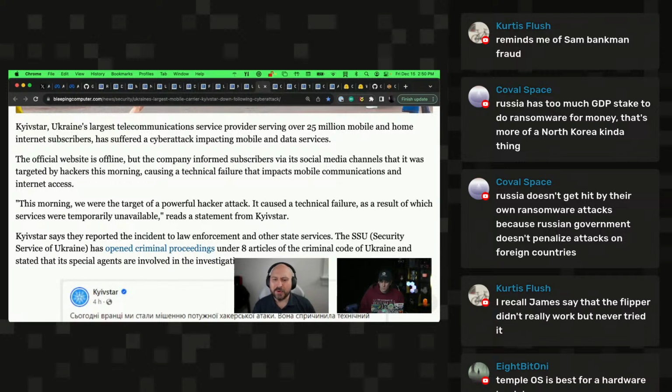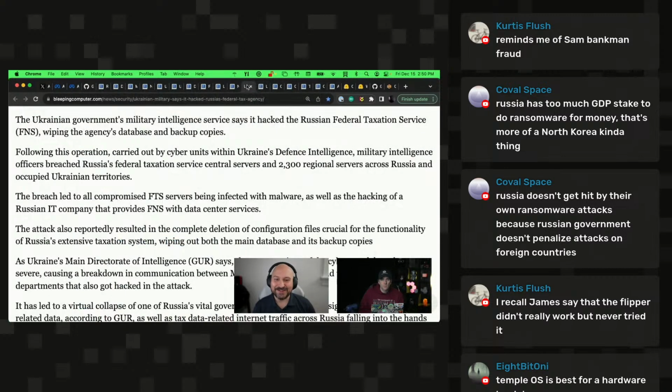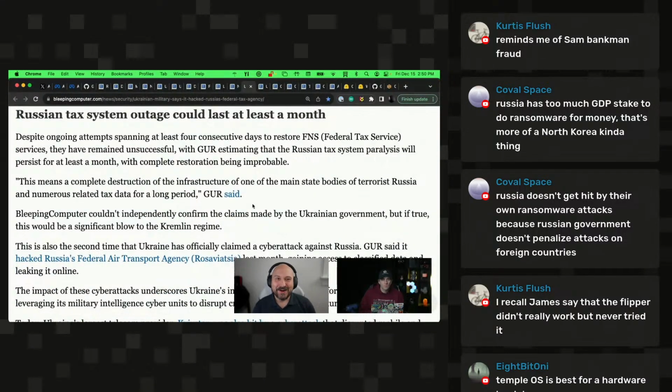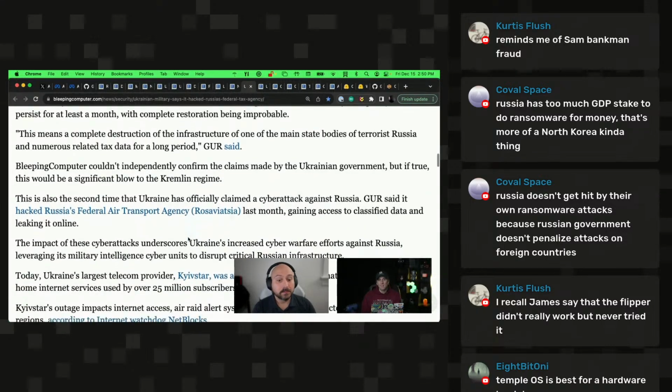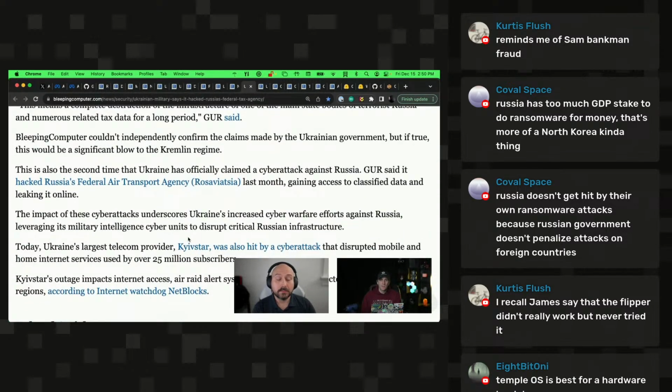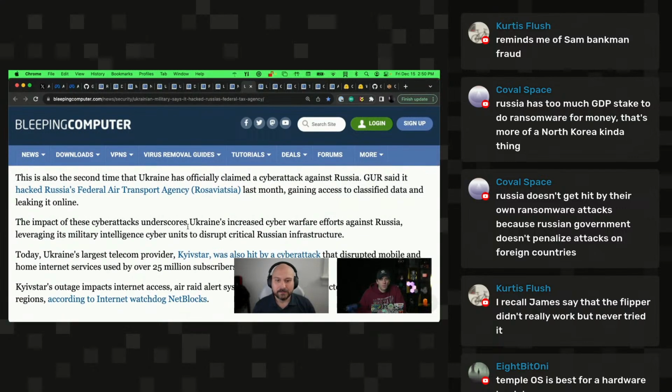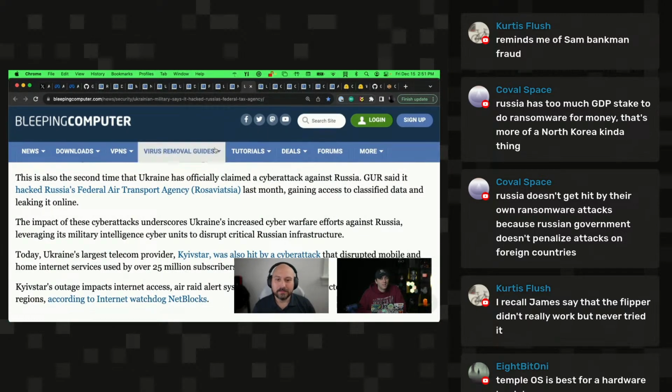The flip side of the Ukrainian one is I think they took out the Russian tax services, they claim. That doesn't sound bad here in the US. I'm tired of paying taxes. So yeah, they're claiming it'll last for at least a month, with complete restoration being improbable. But it seems like affecting nation states' ability to collect their taxes would certainly be a pretty substantial impact. That's pretty devastating. Yeah, I mean, you've got to pay for the war effort somehow. Not a bad idea. Yeah, pretty crazy.